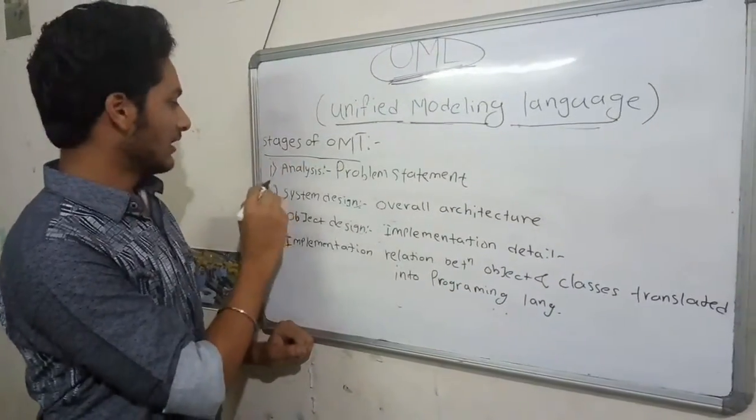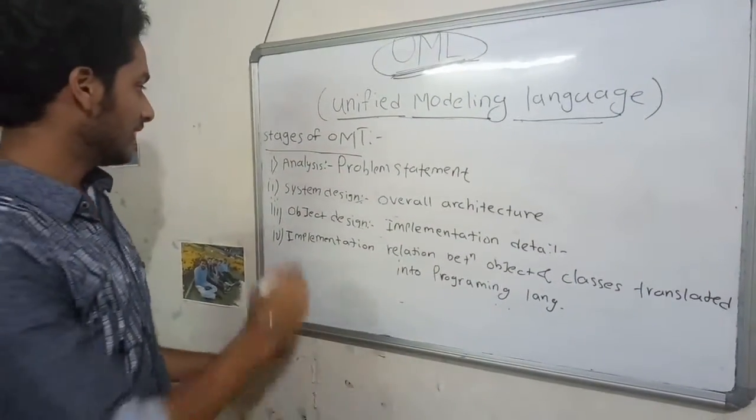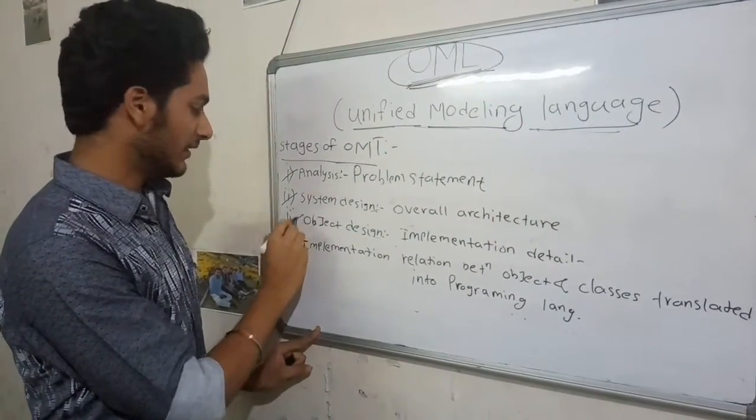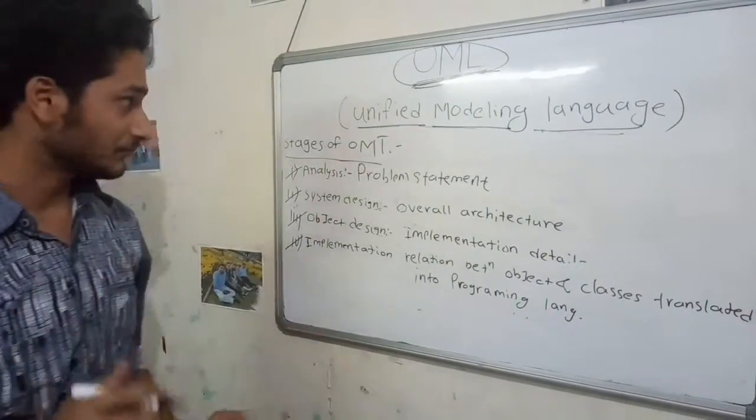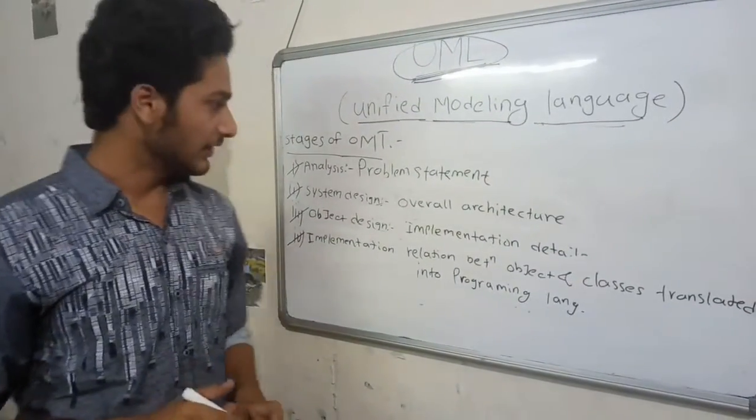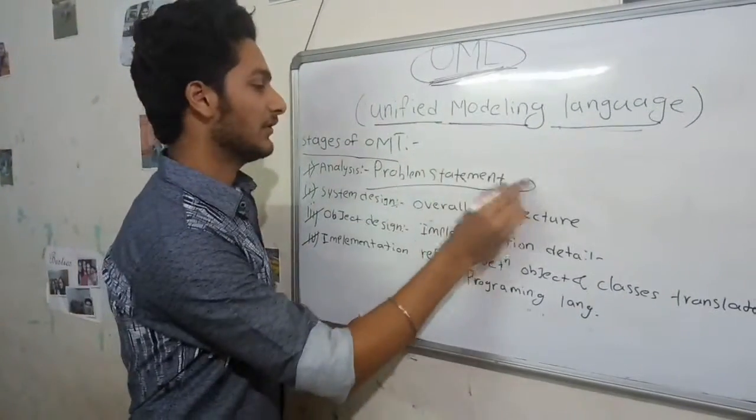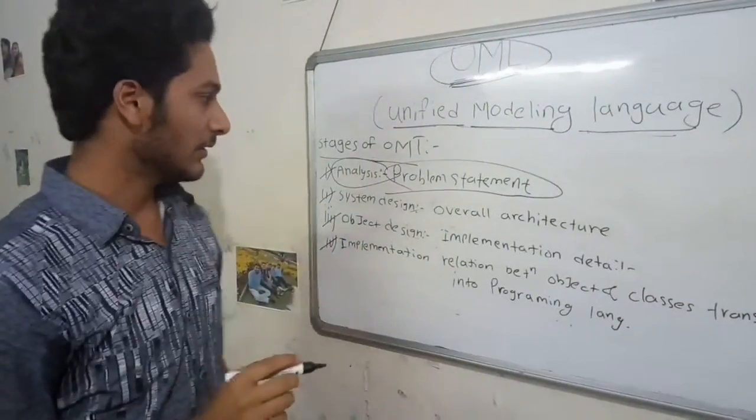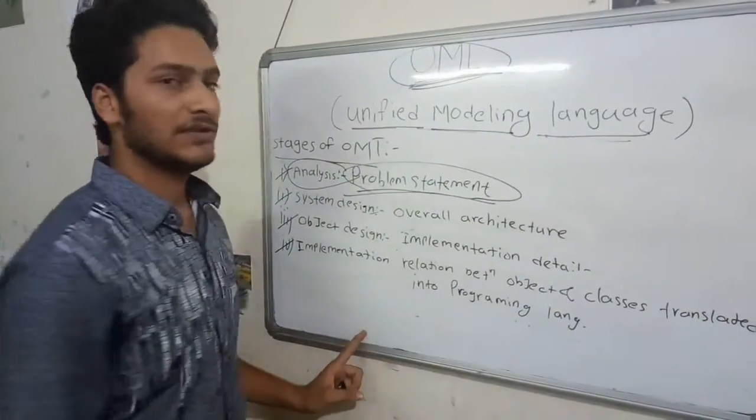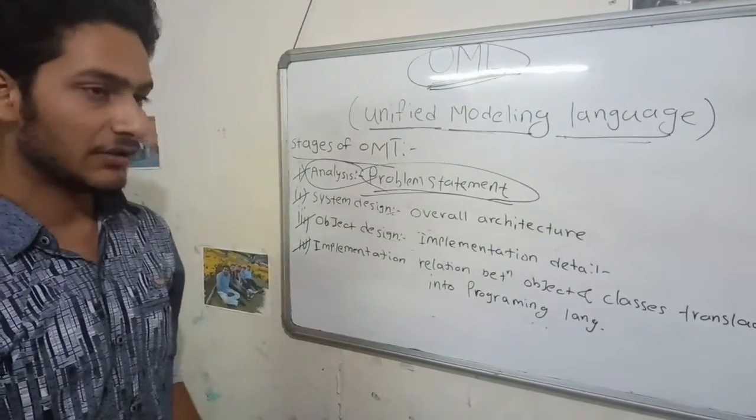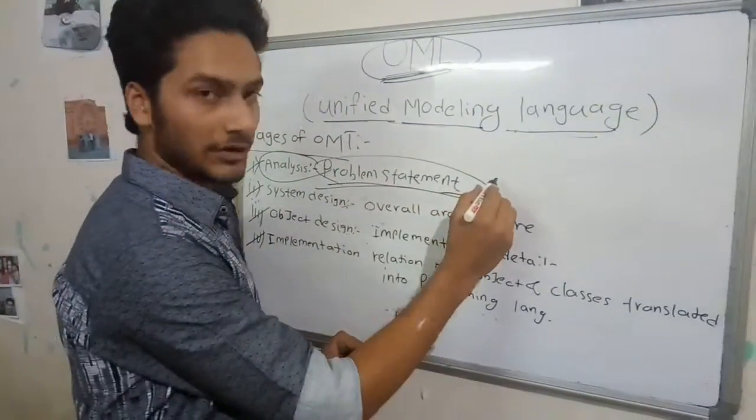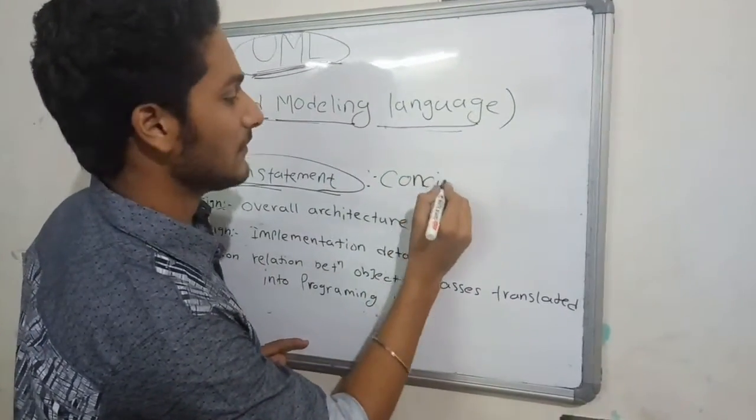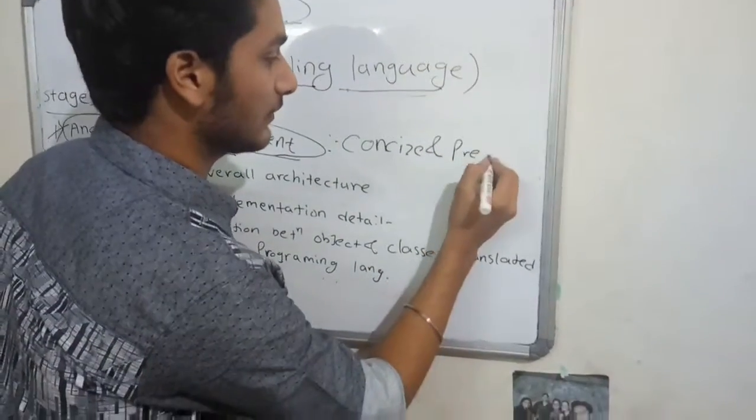Stages of OMT. There are 4 stages in OMT. The first is the analysis phase, the second is the system design phase, the third is the object design phase, and the fourth is the implementation phase. In the analysis phase, it starts from the problem statement, in which the analyst analyzes the problems in the real world and finds the problem statement for which the programmer needs to design a program or model. This problem statement should be concise and precise.